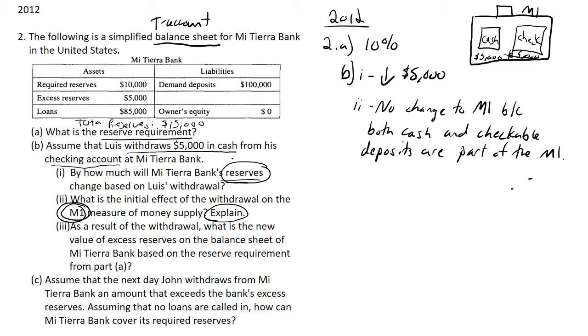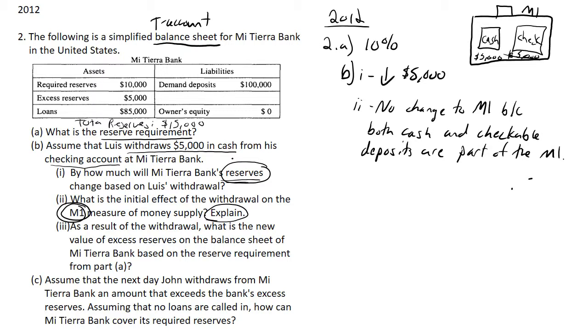Right, so I know that that may be a little bit tricky to understand at first, but hopefully when you visualize that briefcase, the M1 money supply has two pockets in it, cash and checkable deposits. You're just taking that $5,000 out of one pocket of the M1 and putting it into a different pocket of the M1. It is still in the M1. Good, that brings us to part 3.